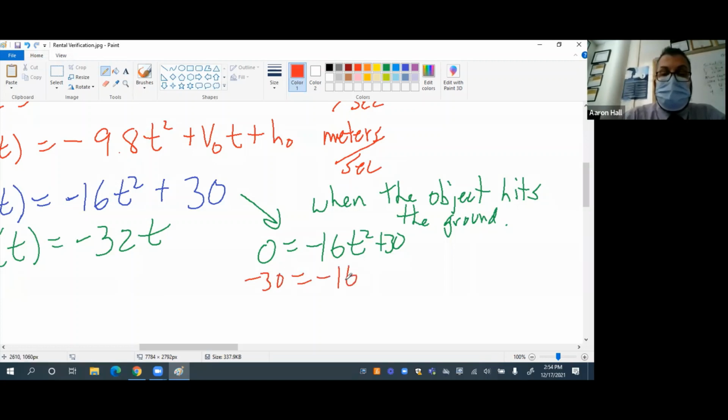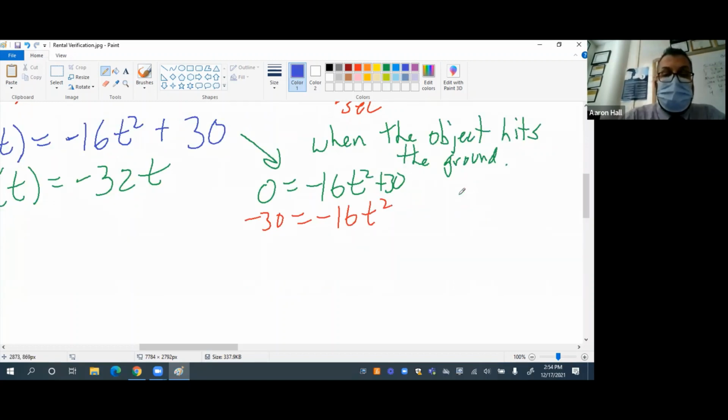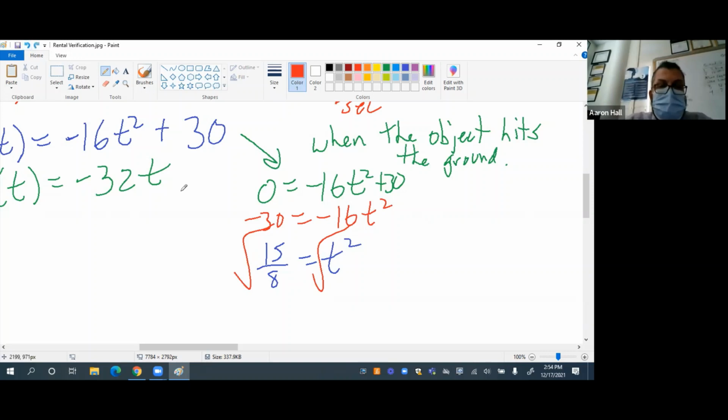Negative 30 equals negative 16t squared, okay? What do I get when I divide by negative? I guess we could just leave it, right? Is that negative 15/8 or positive 15/8 equals t squared? And then we take the square root of both sides. And then that's just t, right? This is t. That's our time when the object hits the ground.